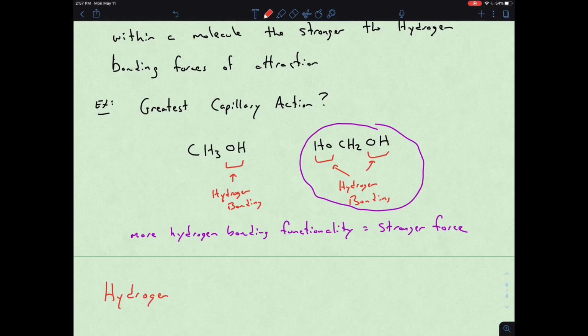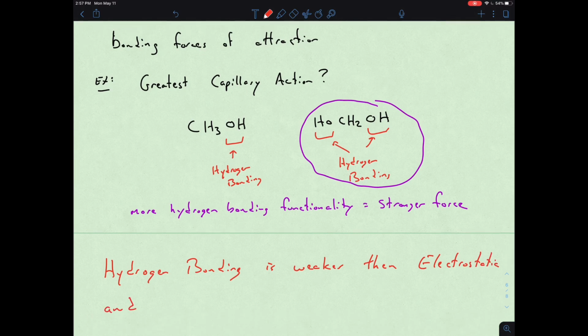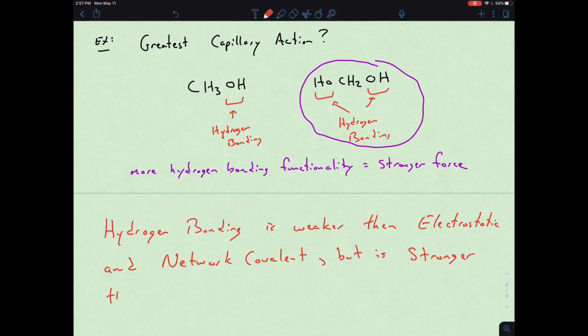Hydrogen bonding is weaker than electrostatic and network covalent, but is stronger than the last two, than dipole-dipole, and the last one, dispersion.